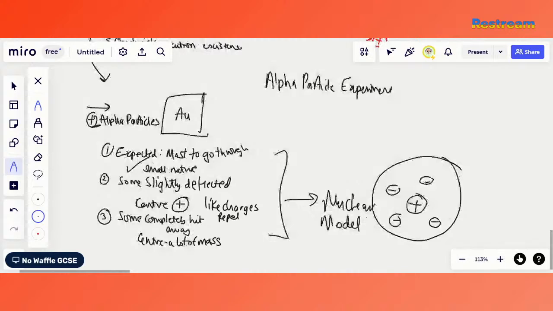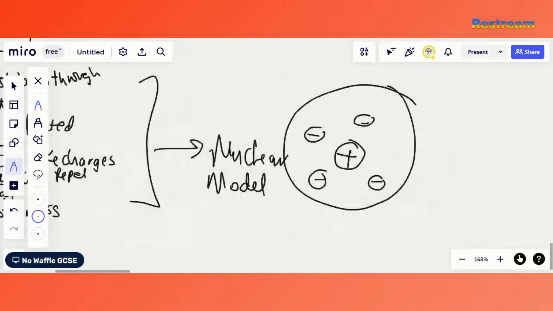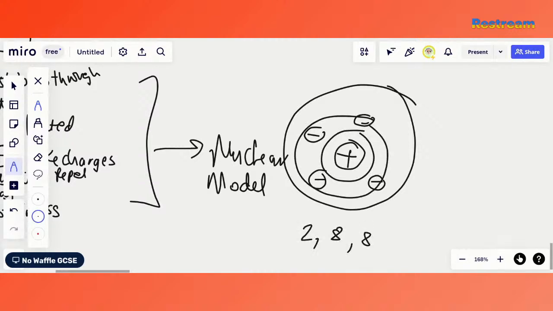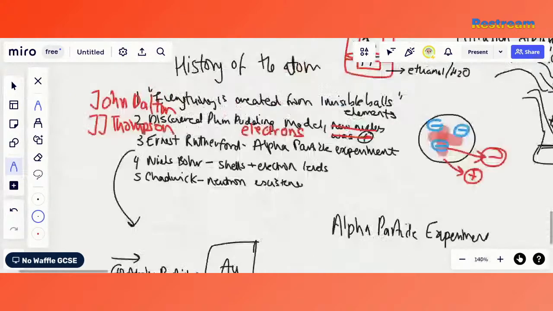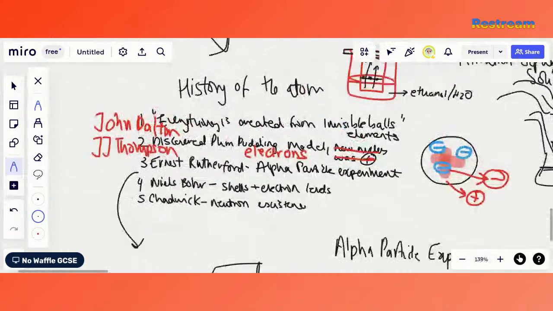Now, we know this is not entirely correct because Niels Bohr then came up with the idea that there are a certain amount of electrons on different shells and energy levels. So we've come up with the idea of 2, 8, 8. And then I think it's 10. And then finally, James Chadwick came up with the idea of neutrons' existence.